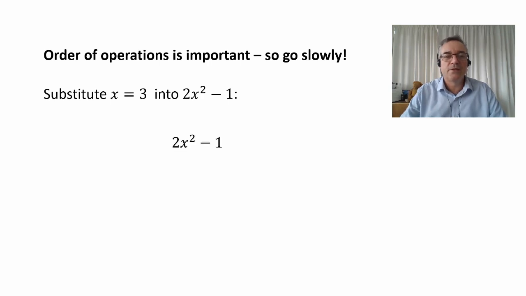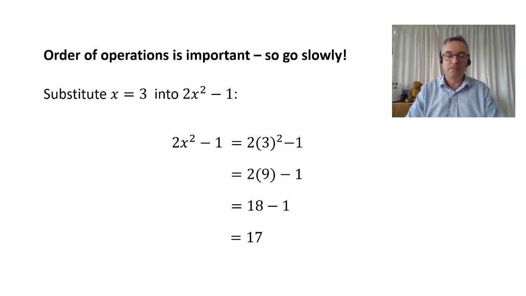All right, 2x squared minus 1. Put the 3 in where the x is using my brackets. Now, here comes the problem. What do I do first? Multiply by 2 or square? The answer is square first. So the 3 squared becomes a 9, and that then becomes 18 subtract 1, which becomes 17.